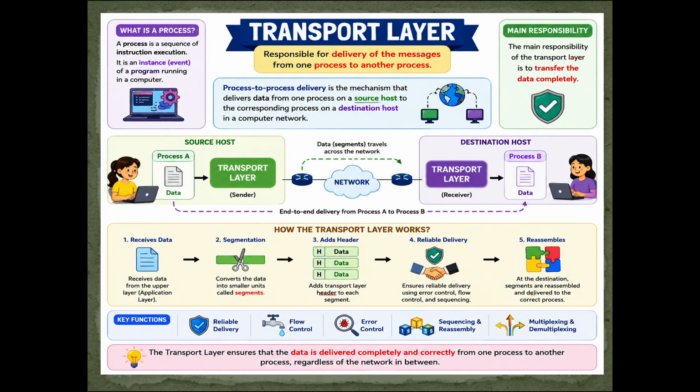The key functions of the transport layer are reliable delivery, flow control, error control, sequencing and reassembling, multiplexing and demultiplexing. The main concept of the transport layer is to ensure that the data is delivered completely and correctly from one process to another process, regardless of the network in between.